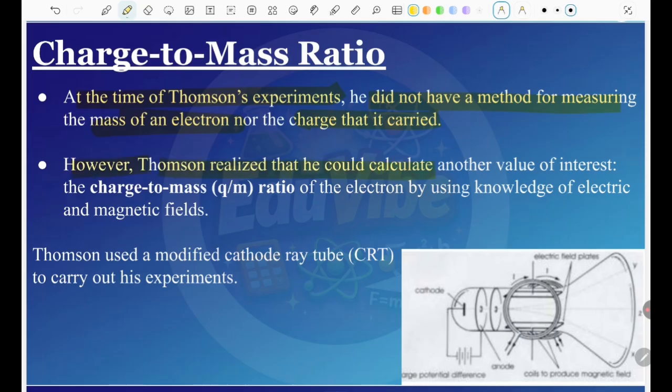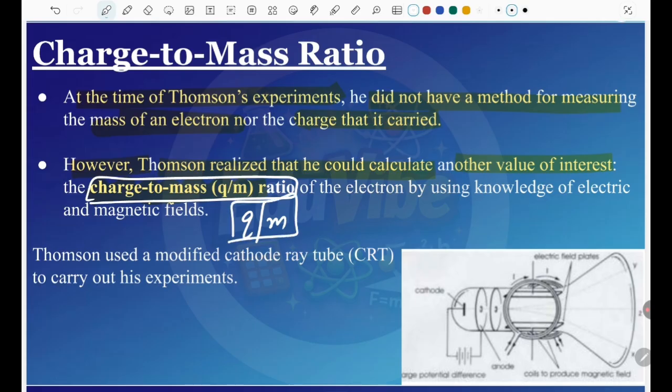However, Thomson realized that we could calculate another value of interest, which is the charge to mass ratio. The charge to mass ratio is Q upon M, where Q is the charge and M is the mass of the electron, using the knowledge of the electric field and the magnetic field. As I told you, all three units of the last tutorial come into this unit: the electric fields and magnetic fields we did earlier. How do they use this knowledge to calculate the charge to mass ratio?